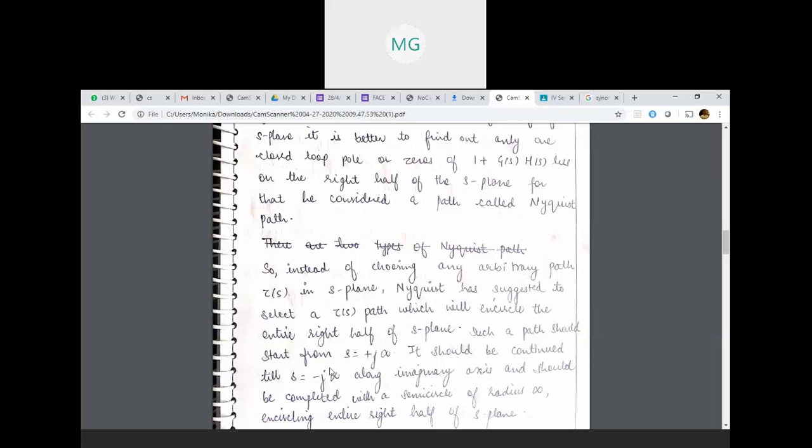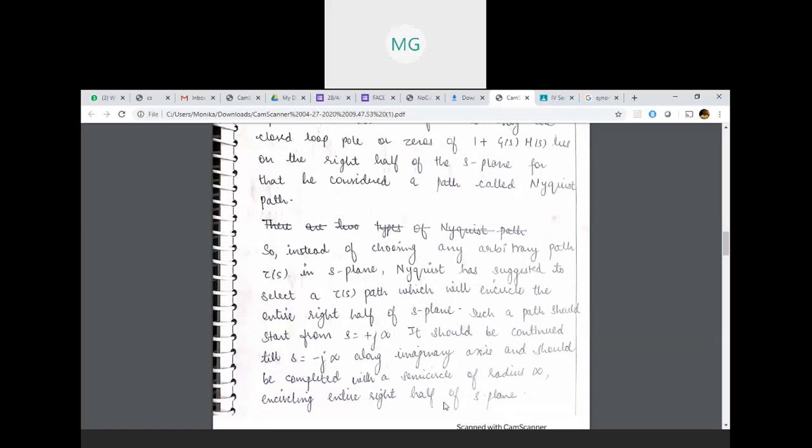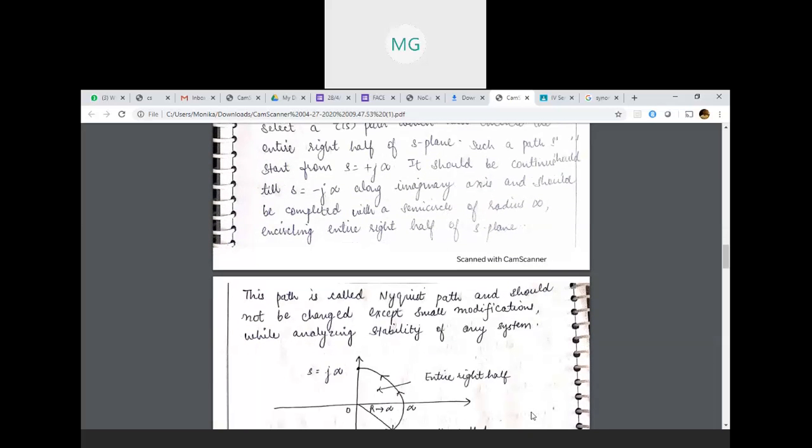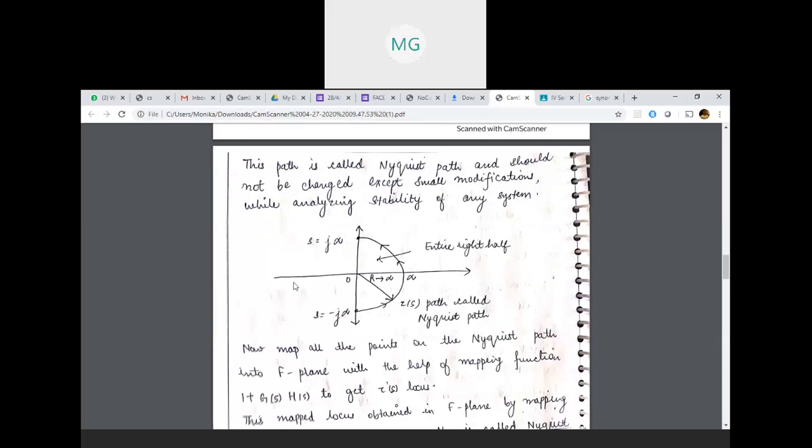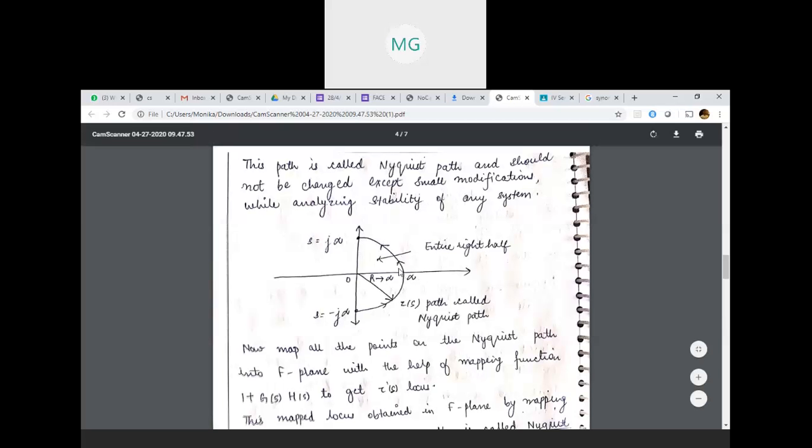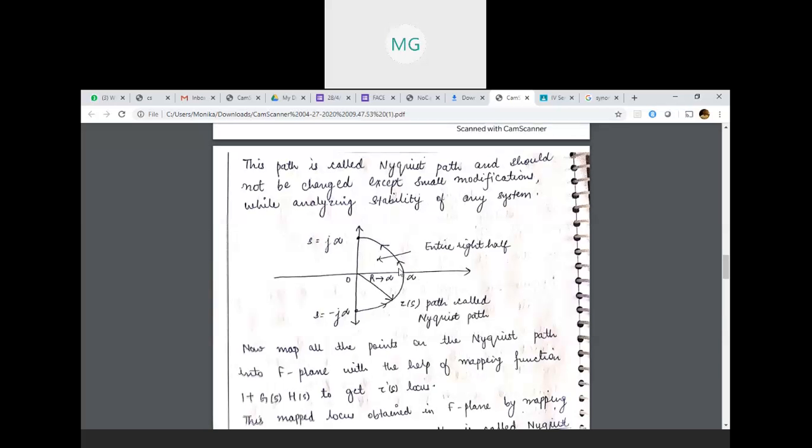Such a path should start from plus j infinity, which is this axis, the imaginary axis. It should be continued till s is equal to minus j infinity along the imaginary axis and should be completed with a semicircle of radius infinity encircling the entire right half of s plane. Somewhat like this. He suggested that a Nyquist path should be considered to find the stability of a system. How? By understanding if any of the poles or zeros lies in the right half of the S plane, then the system is unstable. Now he suggested how to draw Nyquist path.